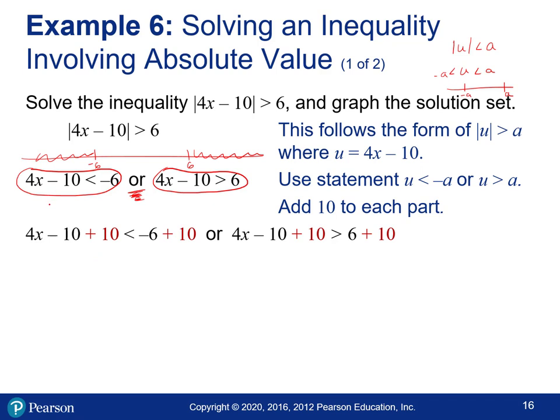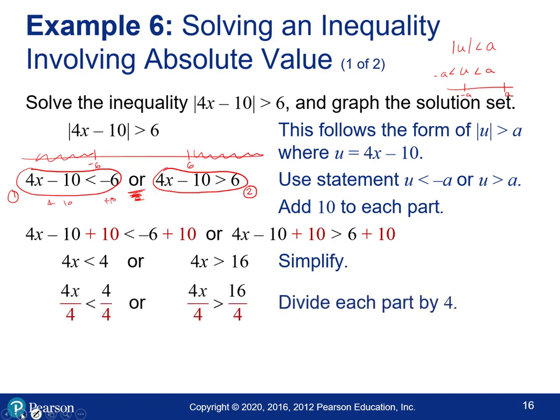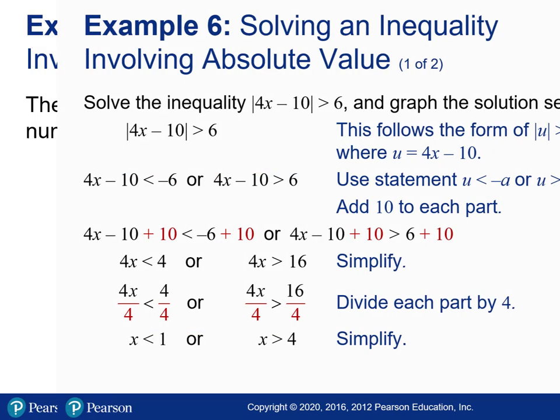So on each one we'll just add 10 to both sides, and then same thing on the second one. And then if we simplify, we're going to get 4x is less than 4 on the first one. This is what I'm calling the first one. And then 4x is greater than 16 on the second one over here. Then just divide both of them by 4, and you'll get x is less than 1 or x is greater than 4. And notice that these actually don't overlap, so that's why we're saying one or the other.